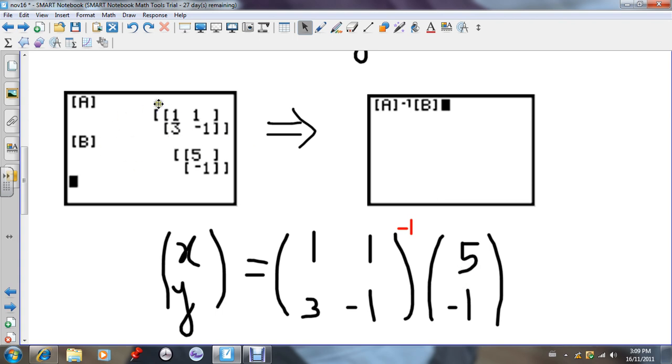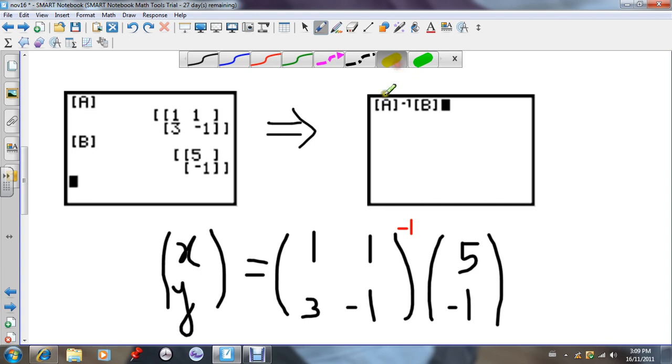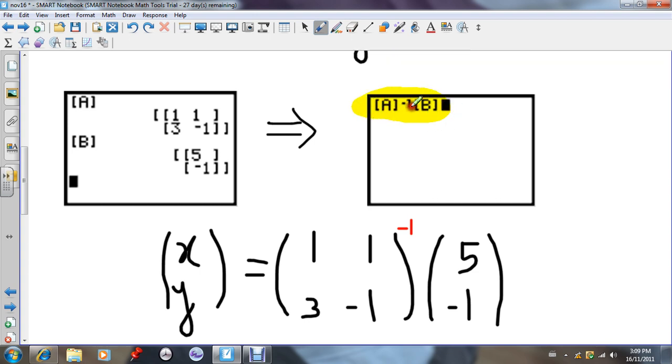Now, here's how it should look in your calculator. You got A entered as 113 minus 1, which you should. B is this. Now, if you do B then A or C, D, or whatever, doesn't matter, as long as you get this step here right. This is the most important step right here. Your coefficient matrix A to the minus 1. How do you get this?